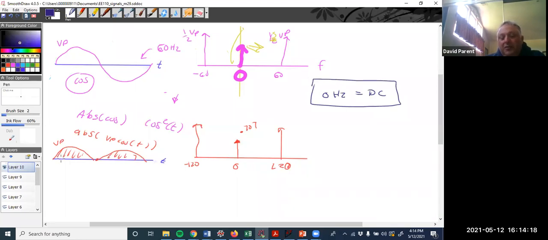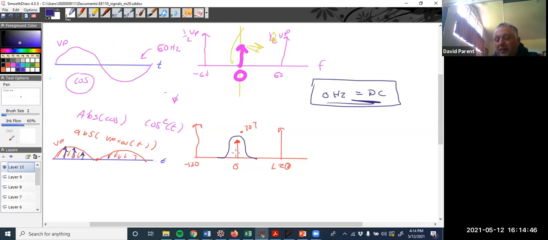But people will call this DC as well, because even though it's changing in time, the current would only be flowing in one direction, right? It might go to 0, but they call this like a DC signal, even though it's changing in time. But most people say there is no frequency component. It's flat, right? So what do we want? We want the DC part.